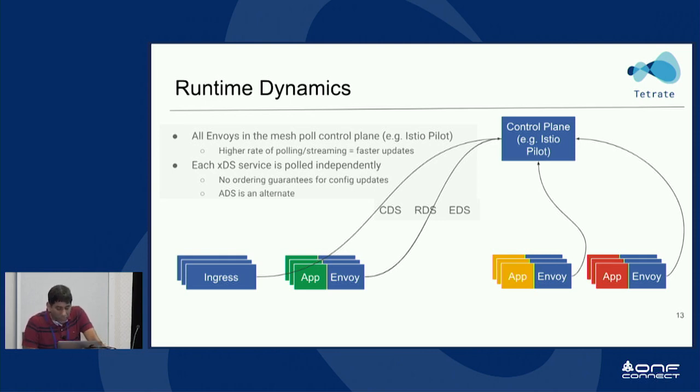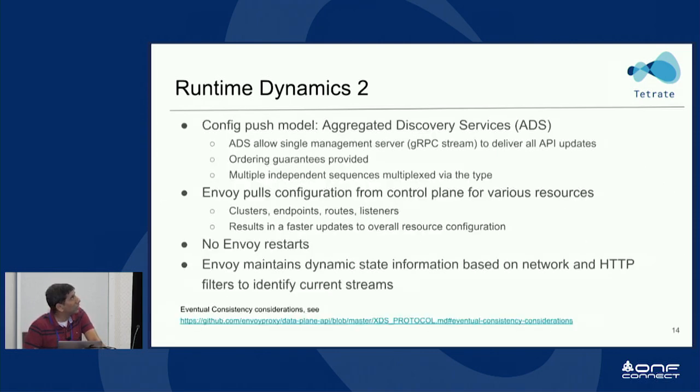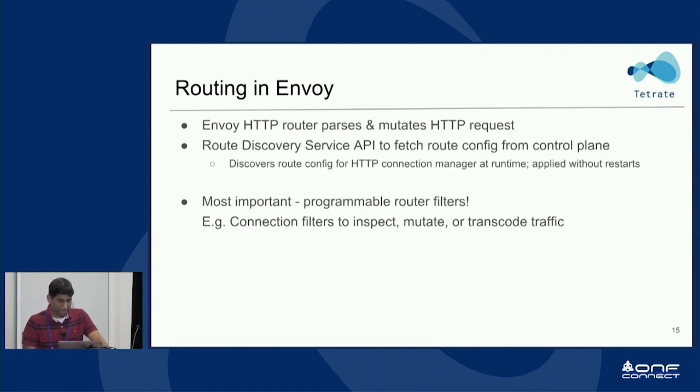However, there are no ordering guarantees except when you use a slightly different model called the aggregated discovery service, where you allow a single stream to connect and obtain all these different resources from the control plane. You can also have faster updates using pull configuration, but usually push is much more consistent and a faster way of doing things. No Envoy restarts here, and it maintains the dynamic state information on the fly.